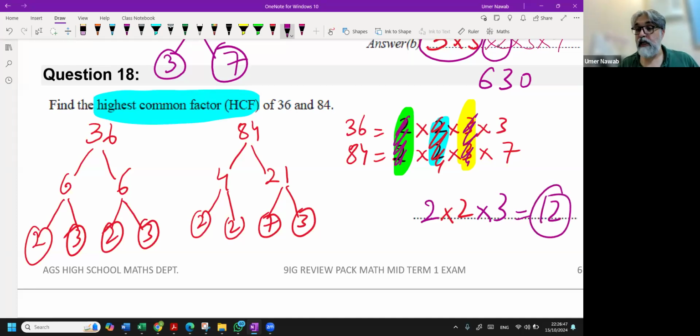But if I want to find LCM, then 12 will be multiplied with the remaining numbers 3 and 7 to get my LCM. This is not the target. So 12 is my HCF.